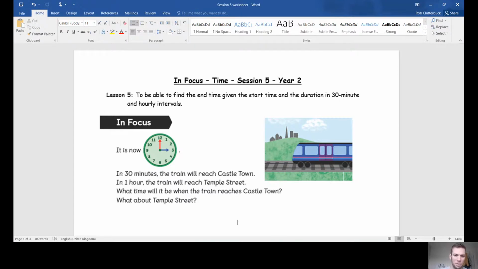Okay, so I'm going to stop sharing that screen and look back at myself here with my clock. Now I've set my clock now to 3 o'clock, which is exactly the same as in the In Focus task. Now the first question about Castletown was what time will it be when the train gets to Castletown? And the In Focus task said it will reach Castletown in 30 minutes.